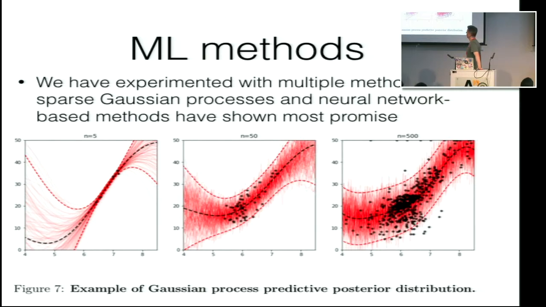Okay, and in case you're interested in which methods we're using and studying, we've tried quite a few of them, but we found that sparse Gaussian processes are a very good technique for this, because their built-in functionality is that they can spit out the uncertainty estimate.